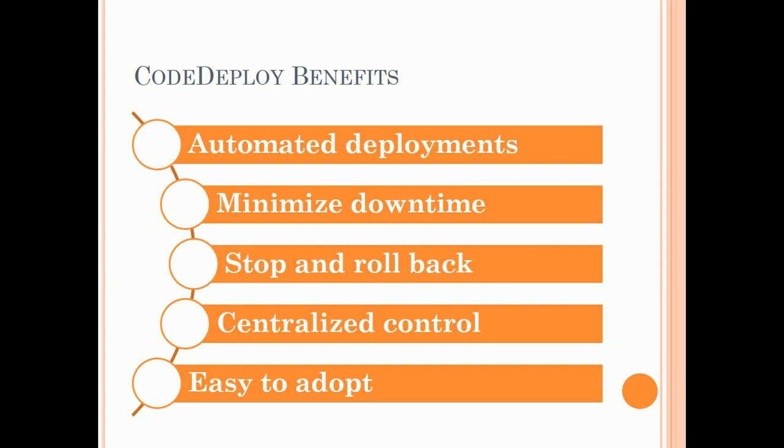Third is stop and roll back. We can automatically or manually stop and roll back the deployments if there are any errors. So it will save our time and also the performance for the application. Fourth is centralized control. We can launch and track the status of our deployments through the AWS CodeDeploy console or the AWS CLI. So everything we can control through console or CLI.